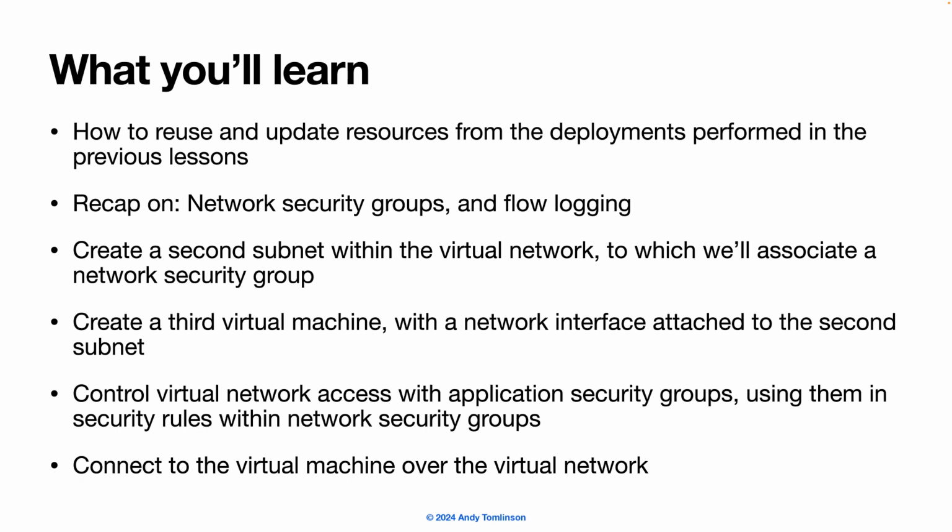We'll recap on network security groups and flow logging. We'll learn how to create a second subnet within the virtual network to which we'll associate a network security group. How to create a third virtual machine with a network interface attached to the second subnet. How to control virtual network access with application security groups, using them in security rules within network security groups. And how to connect to the virtual machine over the virtual network.